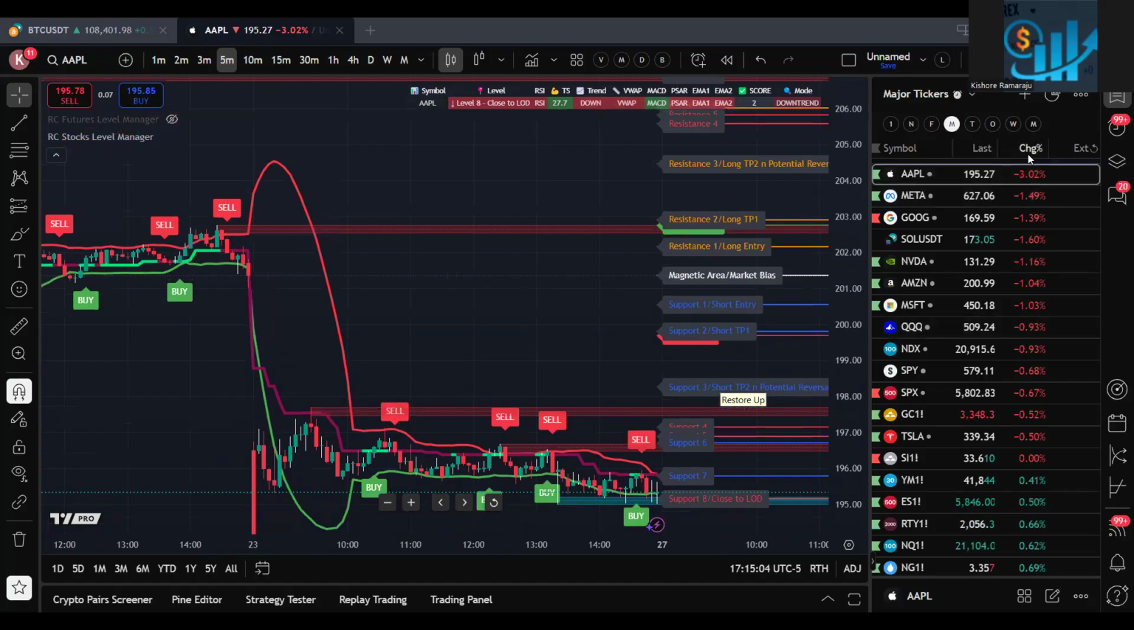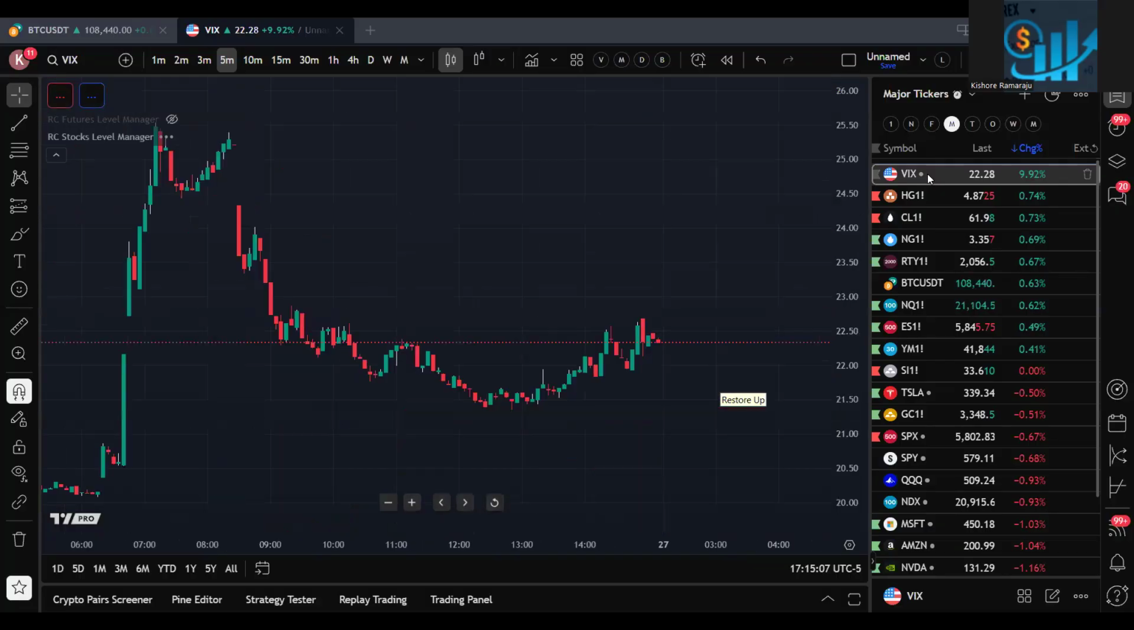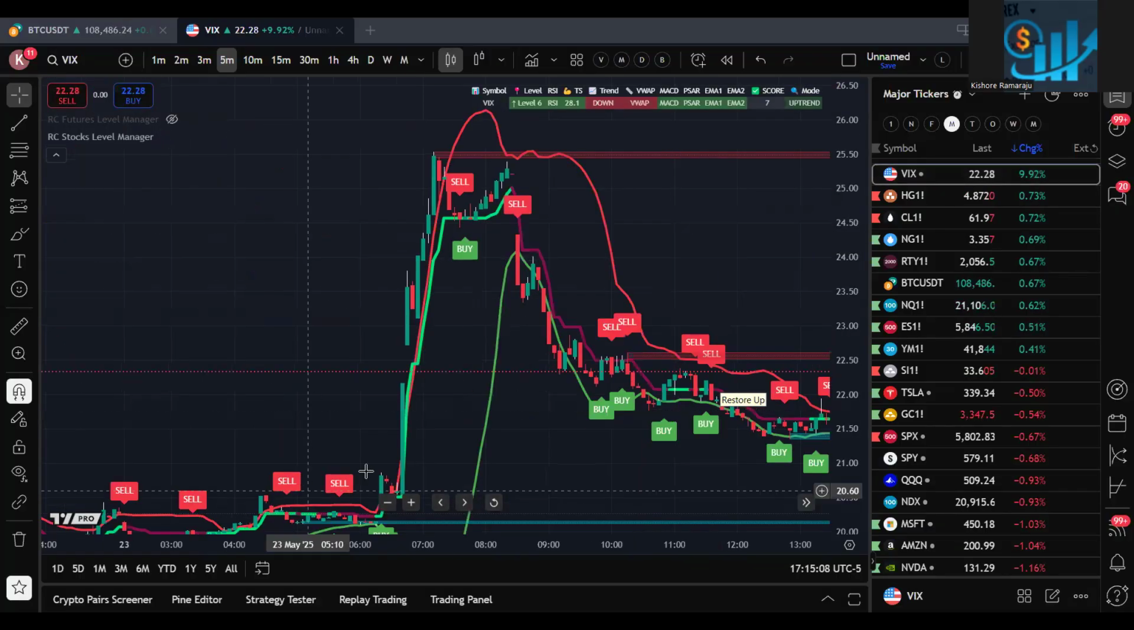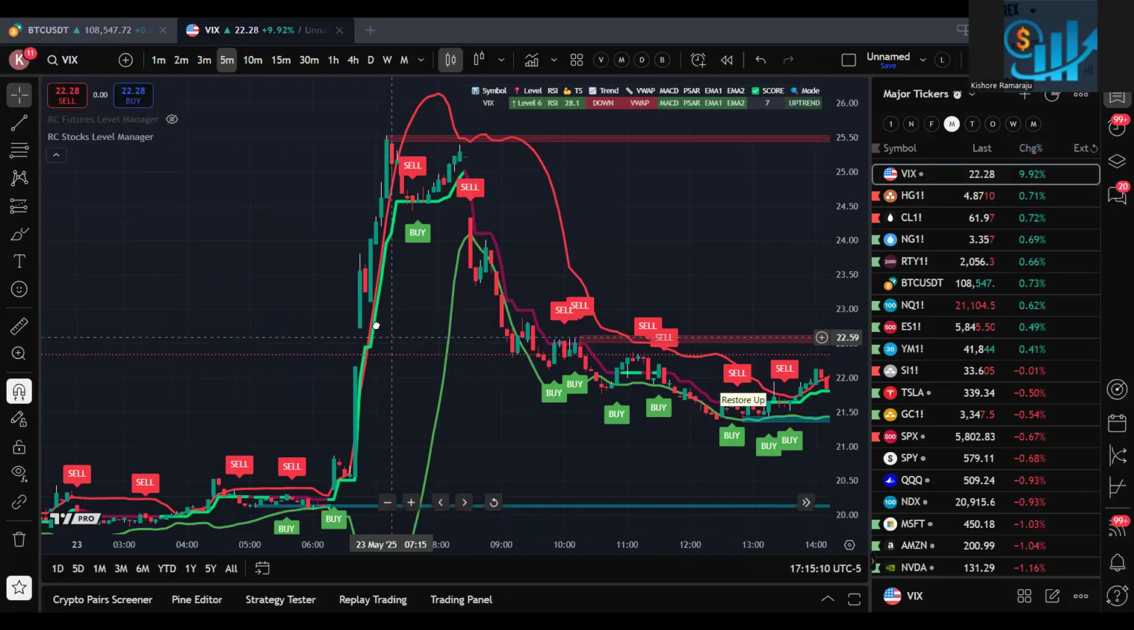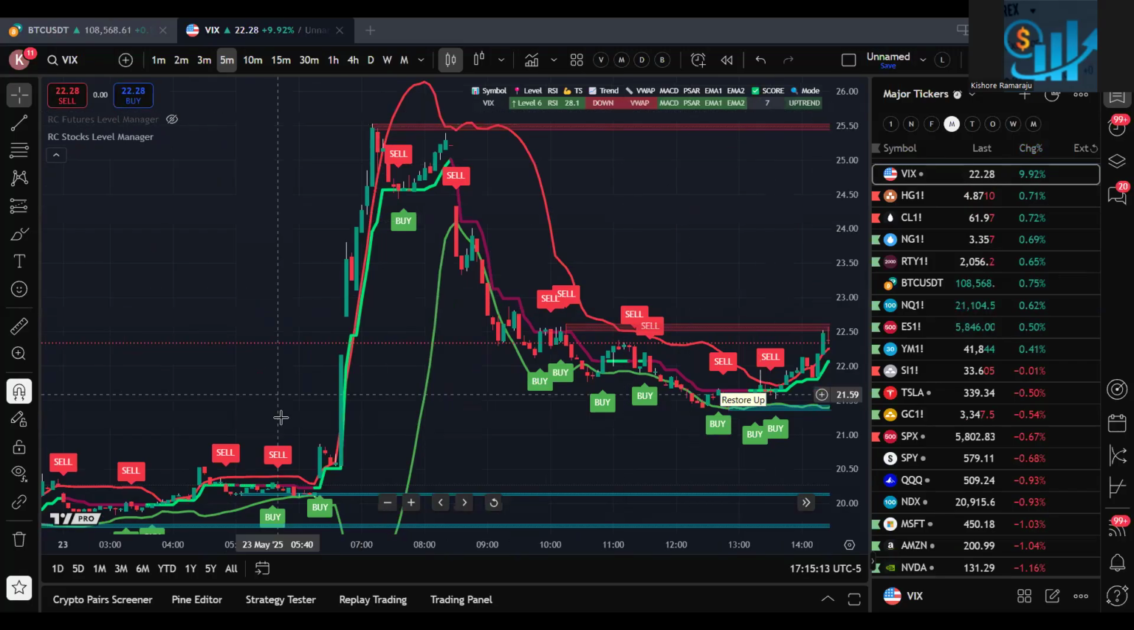So if something is very bullish, right? If VIX was very bullish, it went all the way to the top. So when the score is above 6, above 7, you should only look for the buy opportunities. If the score is 2 or 3, you should only look for the sell opportunities.